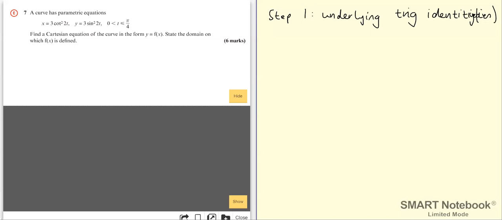This is where hopefully you've got some sort of trig formula sheet handy near you, so you can just look at that and pick out the one.